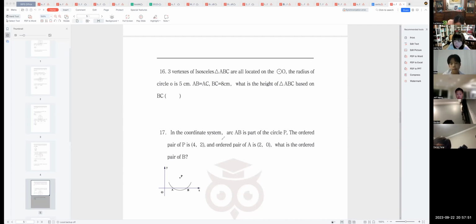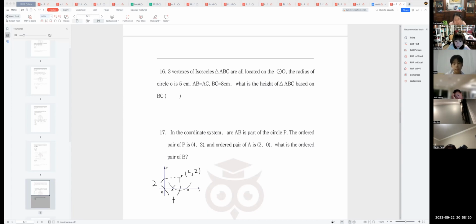In the coordinate system, arc AB is a part of the circle P. Circle P, that means what? The center of the circle is named P, right? The ordered pair of P is 4, 2. So what does it mean, everybody? That means if you have this one, so this distance is 4. This distance is 2. Correct, everybody? Because they're an ordered pair, okay?